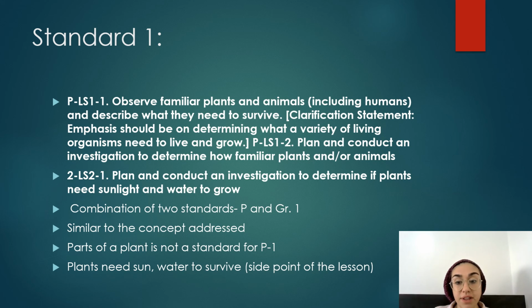or grade 1. But this part, which was another of the lesson objectives, if you remember, how plants survive, was mentioned, but more as a side point of the lesson. It definitely wasn't the main point. It was brought about in the fact that the students will be creating their own plants, so they'll have to understand that. And the teacher did mention it in explicit teaching as a side point. So I would say the standard is addressed, but it's just interesting that the what of the lesson, which is parts of a plant, was not really a standard for pre-kindergarten to grade 1. But the lesson did hit this standard, although as more of a side point.